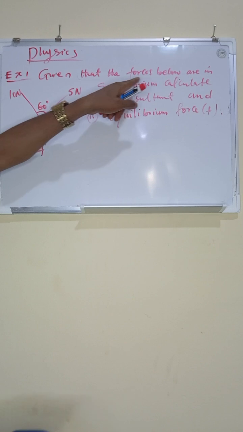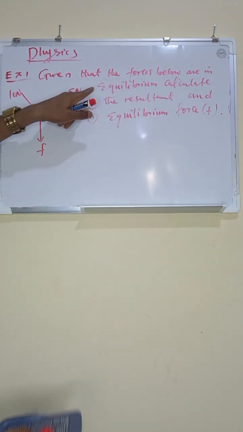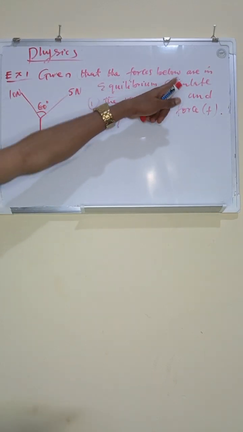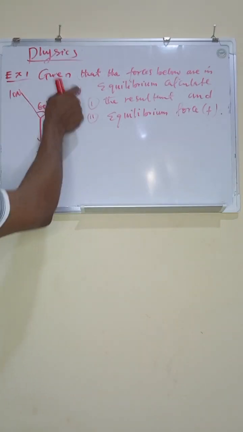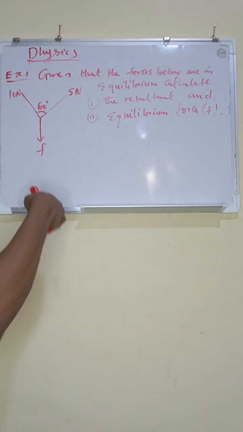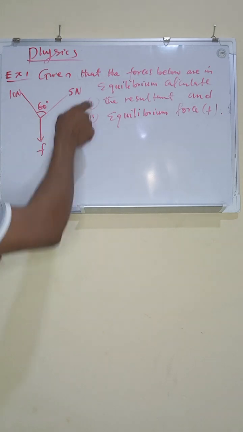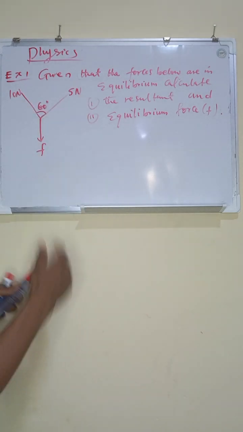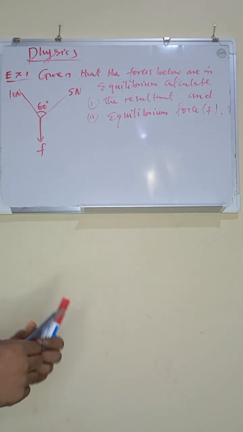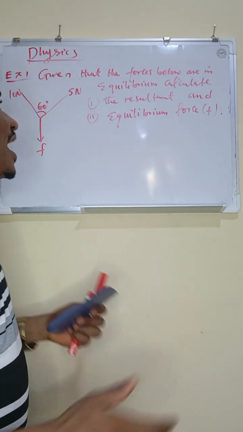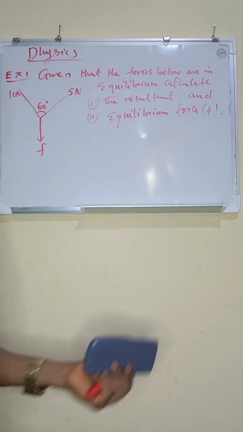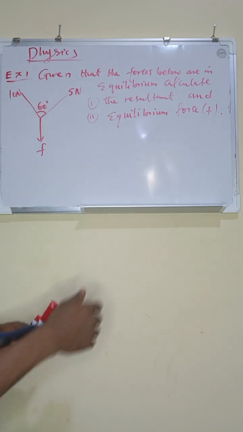Given that the forces below are in equilibrium, calculate the resultant of these two forces and the equilibrium force F. The three forces are in equilibrium. So now to do this, we will apply what we call the parallelogram law of vector. Or you can use the triangular law, but let's use the parallelogram law to calculate.